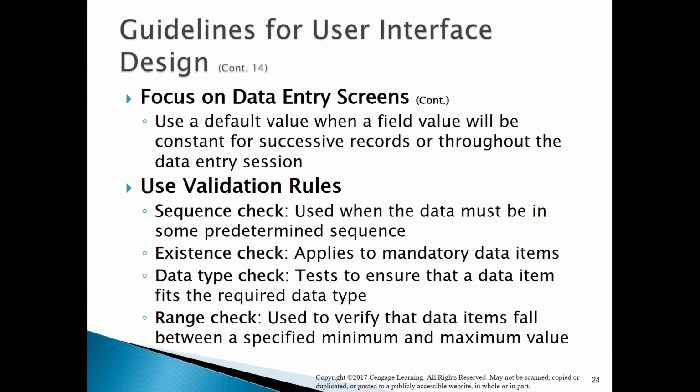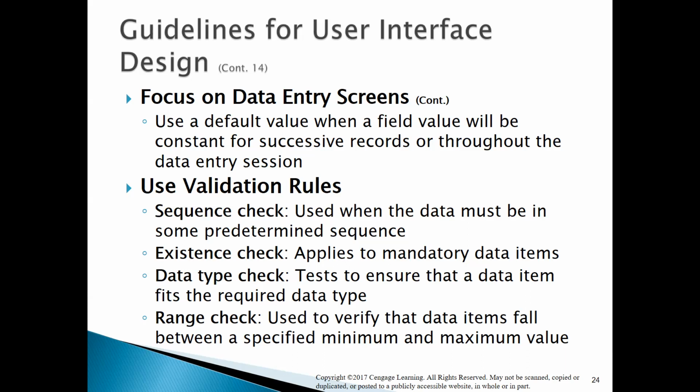Existence check applies to all mandatory data items. Asterisk, remember the red asterisk? Data type check tests to ensure that a data item fits the data type required. The example that I gave: if it's numeric, you have to enter numeric data. If it's alphabet, you have to enter alphabets only. Range check is used to verify that the data items fall between a specified minimum and maximum value. The example that I gave earlier, 15 to 65.